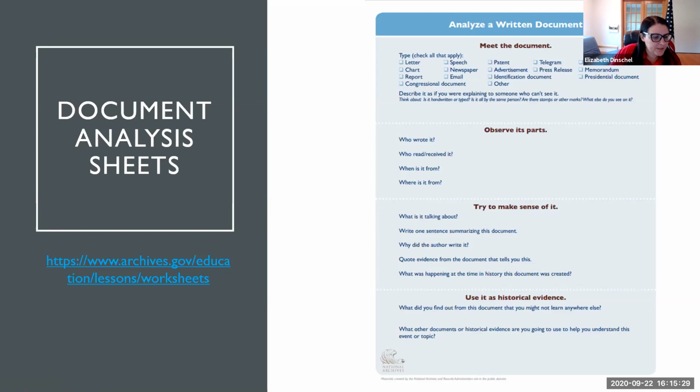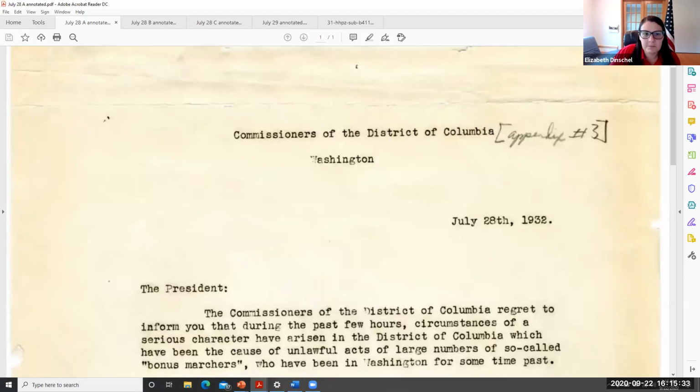So now I want to take us to our first document to look at. And I've put some highlights in here to show you the important parts of the document, what we want our students to get from it. Looking at this first document, we see it's from the Commissioners of the District of Columbia. It's July 28th, 1932, and it's written to the president.